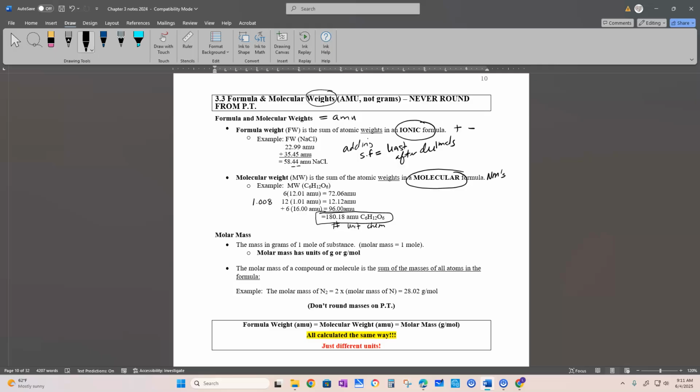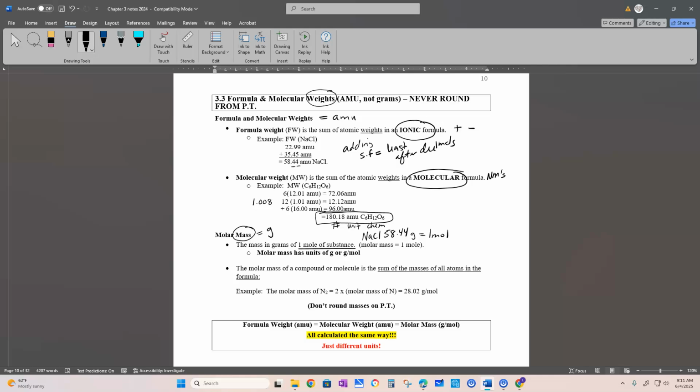Now, how is weight different from mass? Well, the word mass is a base unit, so grams. Is the calculation different? No. It's just one is grams, one is AMU. So the definition of molar mass, it's the mass in those grams that equal 1 mole of that substance. Okay, so if I had sodium chloride and I want the molar mass, well, instead of 58.44 AMU, I say 58.44 grams. And it equals that 1 mole.